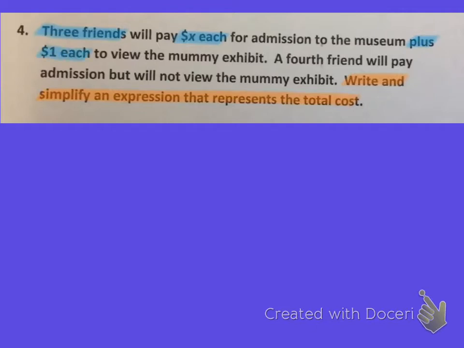So let's just start with that. 3 friends pay x dollars each plus $1 each. So that means 3 times (x plus 1). But then it says a 4th friend, so one more friend, will pay for admission but will not view the mummy exhibit. So they are still going to pay x dollars for the admission, but they're not going to pay for the mummy exhibit. So we can say plus x out to the side. So the expression 3 times (x plus 1) plus x represents the total cost.